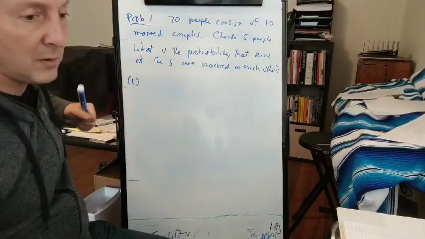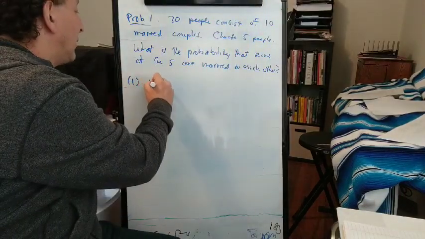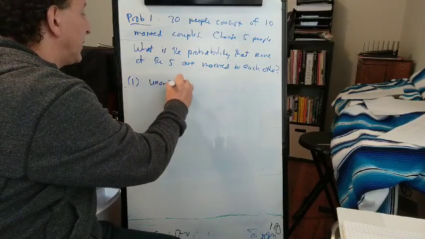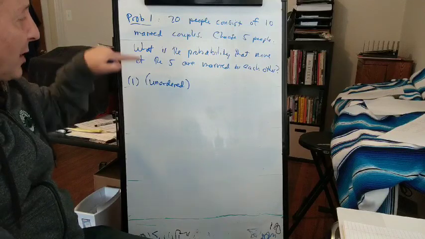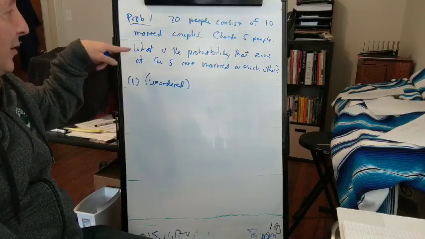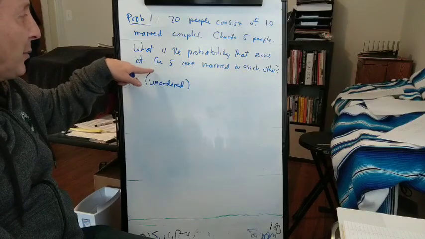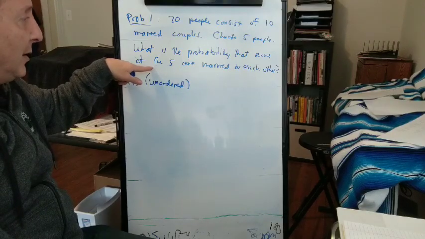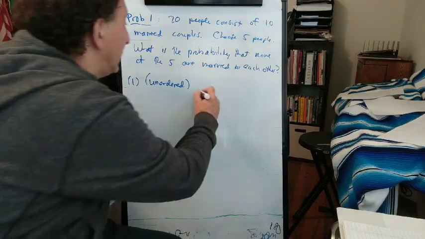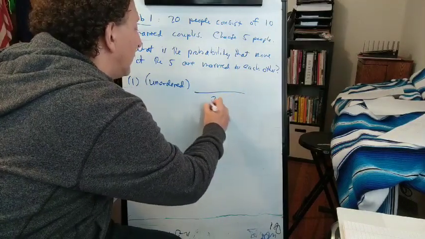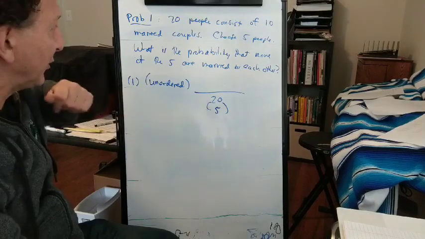So the unordered point of view is the probability, of course, is going to be the probability of, well, it's going to be the number of ways to get 5 people that are not married divided by the total number of ways to choose 5 people. So whatever it is, divided by 20 choose 5. That's the number of ways to choose 5 people out of the 20.